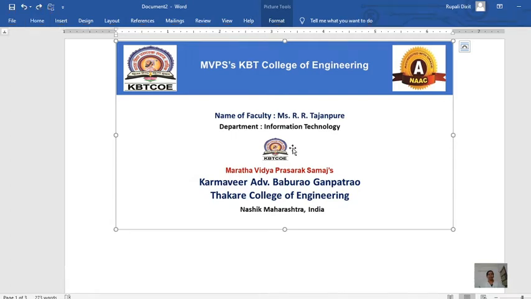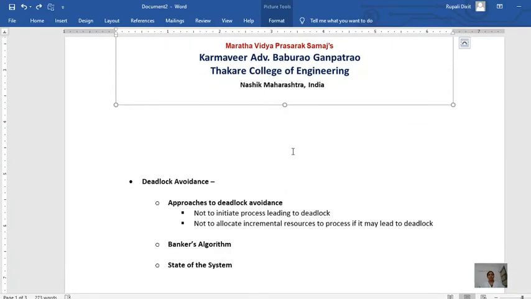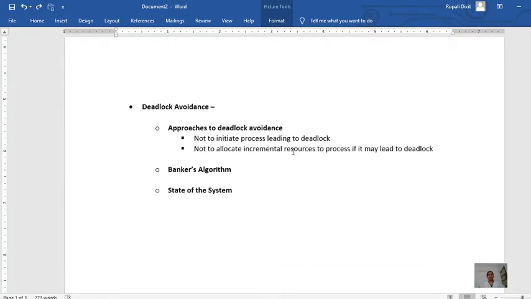Today we are going to see the banker's algorithm, which is a deadlock avoidance approach. We'll first see what deadlock avoidance is. Deadlock can be handled by using the deadlock prevention approach, the deadlock avoidance approach, and the deadlock detection approach.